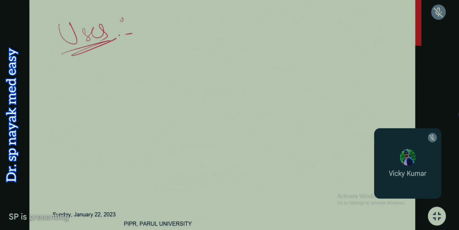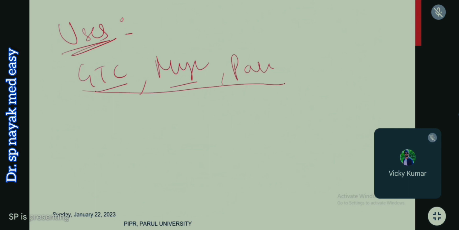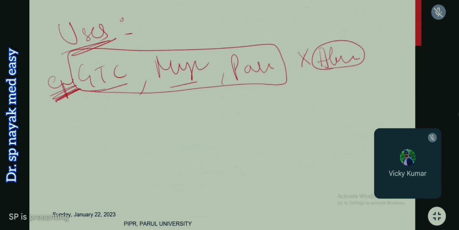As we have discussed, carbamazepine can be used in epilepsy. In epilepsy, it is used in generalized tonic clonic seizures, myoclonic seizures, and partial seizures. You can give it in all of these. It is not used in absence seizures, same like phenytoin. You have to remember this. Along with epilepsy, it is used in neuropathies.